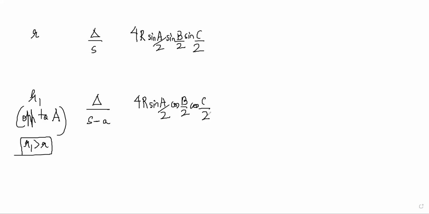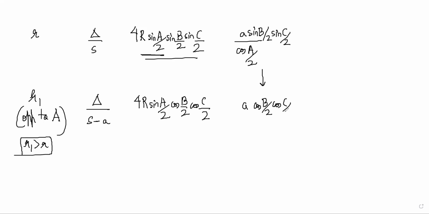That is because this formula itself came from a different derivation where it was a by cos a by 2, sin b by 2, sin c by 2. And you had converted a by cos a by 2 to this 2r sin a by 2 by using the sine rule. And the corresponding formula here was a cos cos. Everything was cos here.